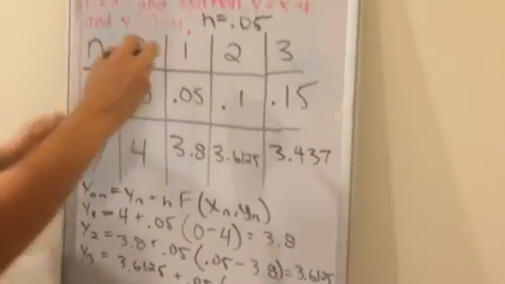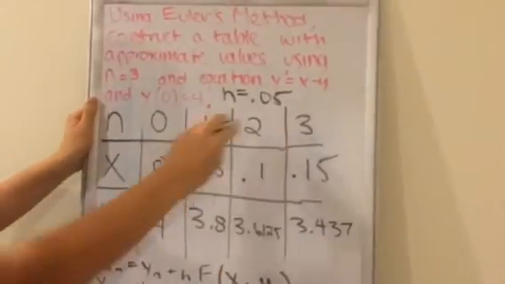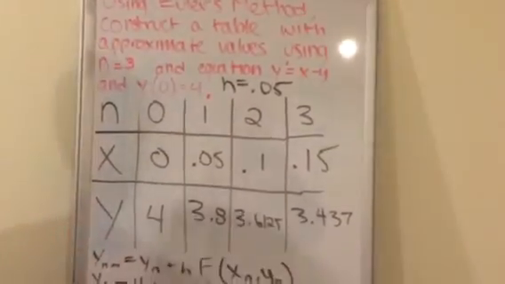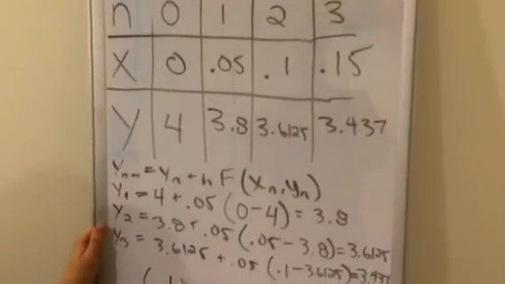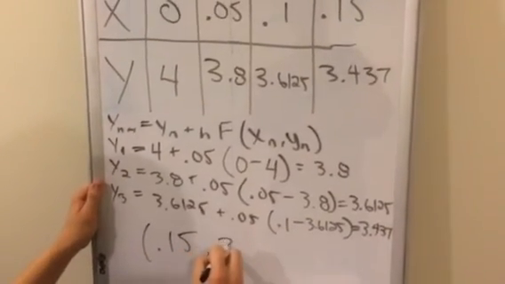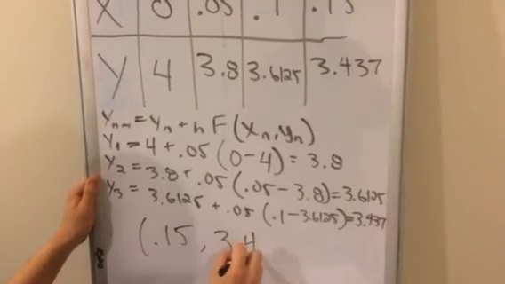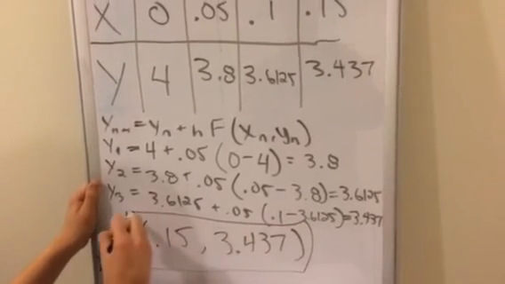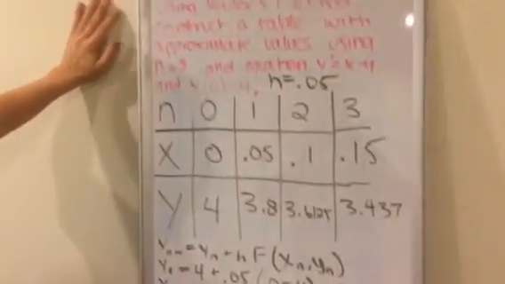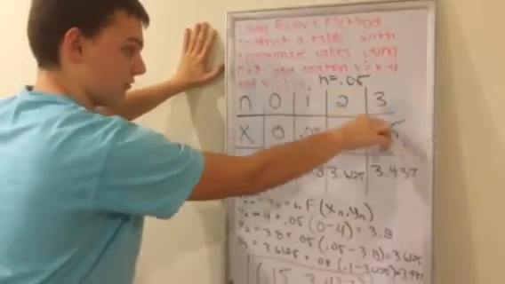So in conclusion, for our third value of n, our final approximation of that point will be 0.15, 3.437. And that is our answer to using Euler's method to construct the third value of n.